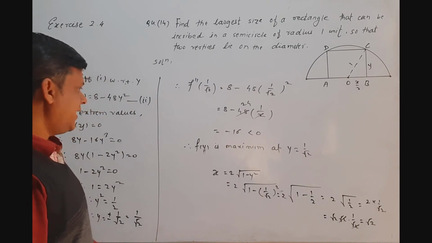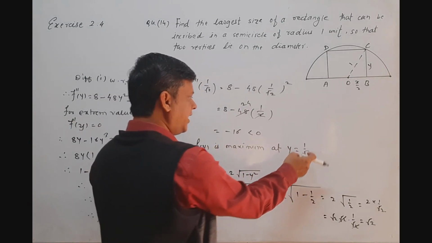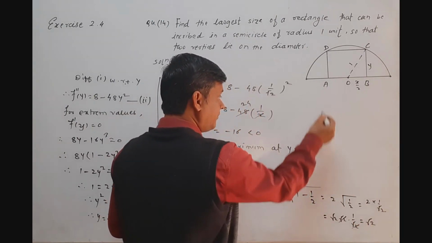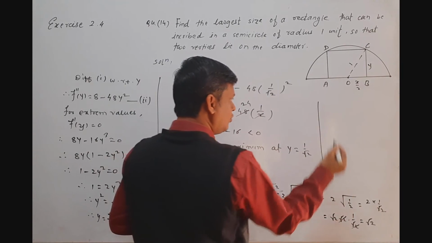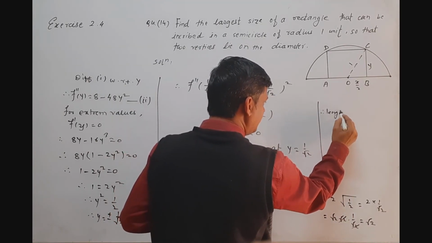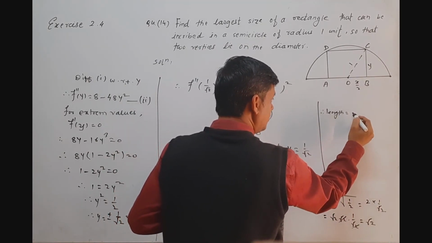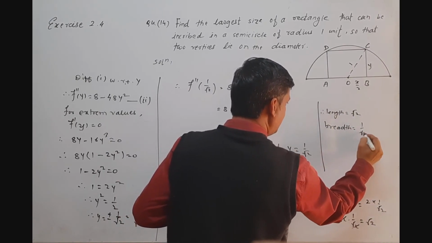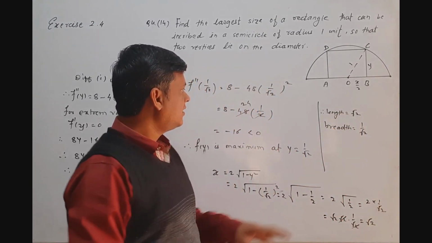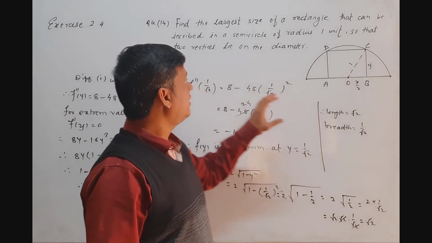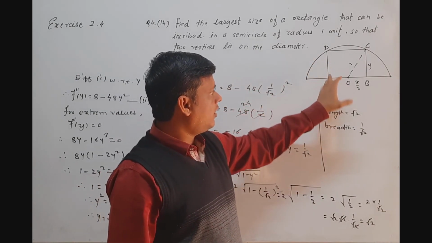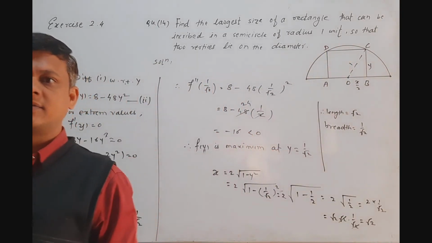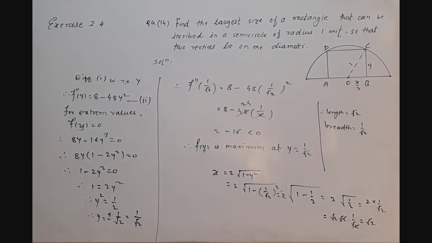So the value of y is 1 by root 2, that is, the breadth is 1 by root 2. The value of x is root 2, so the length is root 2. So here, the length is equal to root 2 and the breadth is equal to 1 by root 2. So for this length and breadth, the given rectangle, or the required rectangle ABCD, has maximum size.